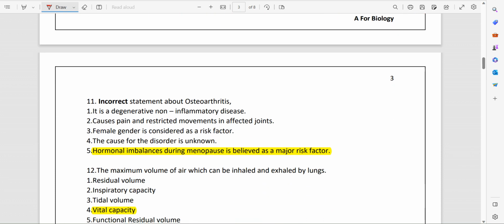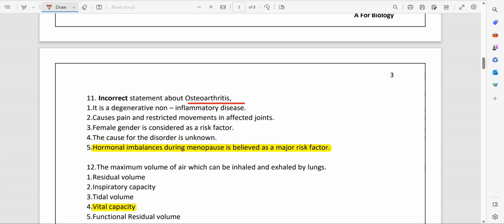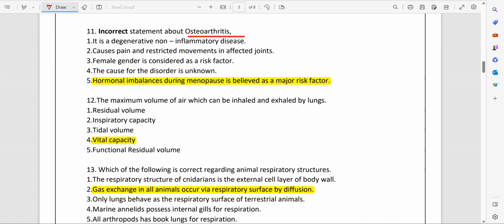11th one, incorrect statement about osteoarthritis. So the final statement, hormonal imbalances during menopause is believed as a major risk factor. This is related to osteoporosis, not osteoarthritis. That's why it is wrong. So in that way, they can mix up the reasons and causes and symptoms and all that. That's the way of forming these types of questions. So better to remember those key facts.